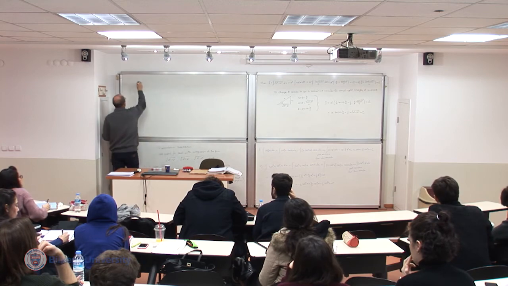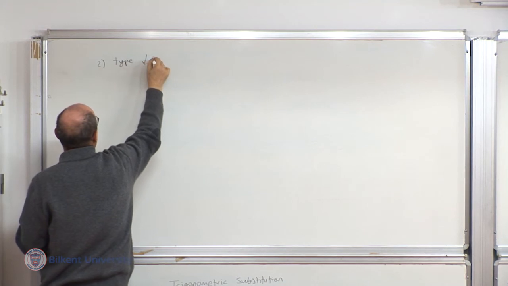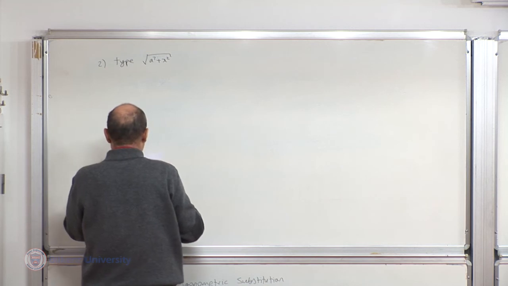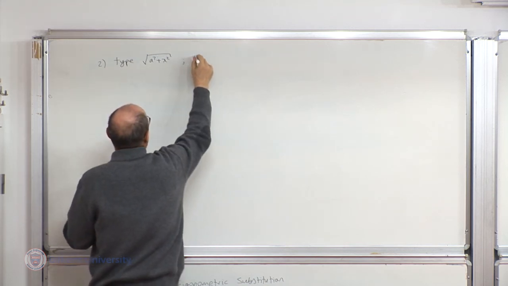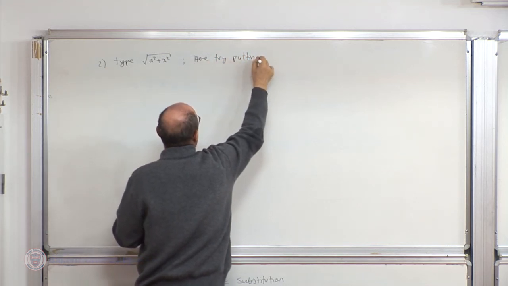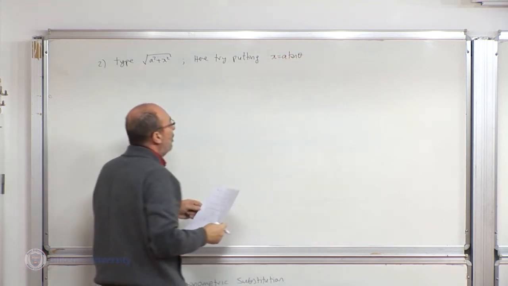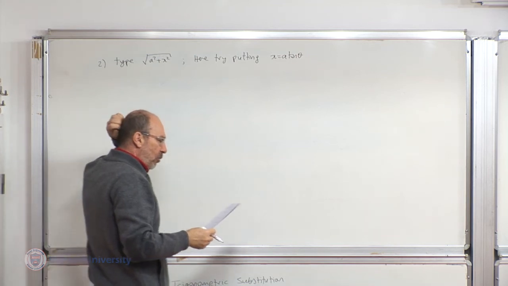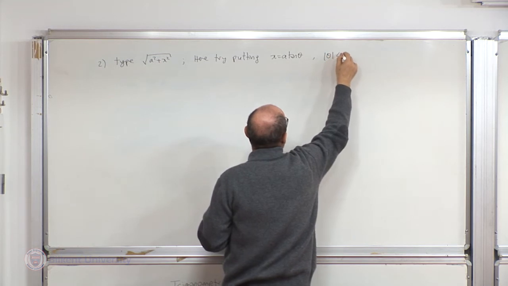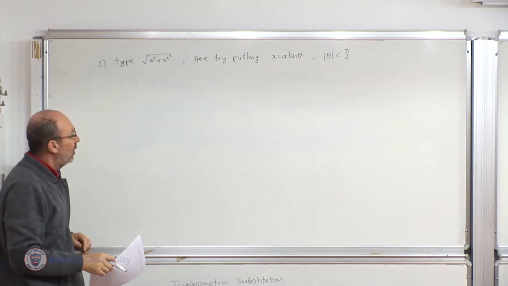Now we'll look at the type a square plus x square. Here, try putting x equals a tangent theta. For this to make sense, we want theta less than pi over 2, so that tangent doesn't become infinite.